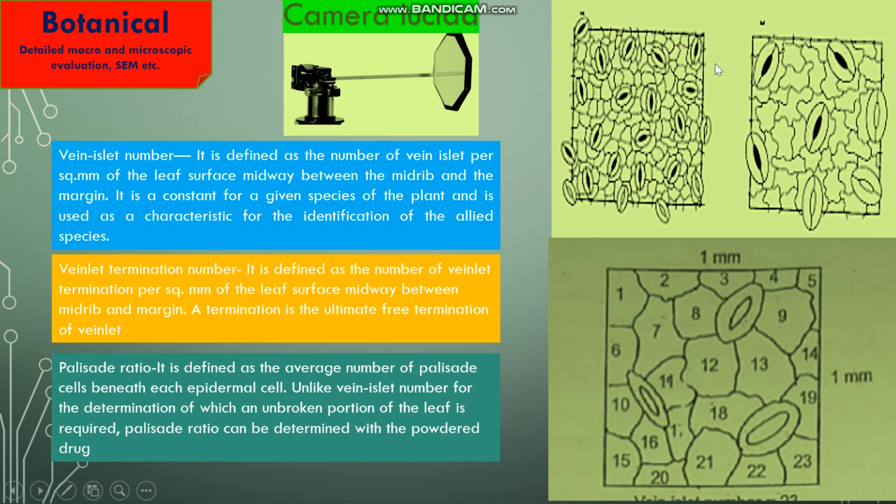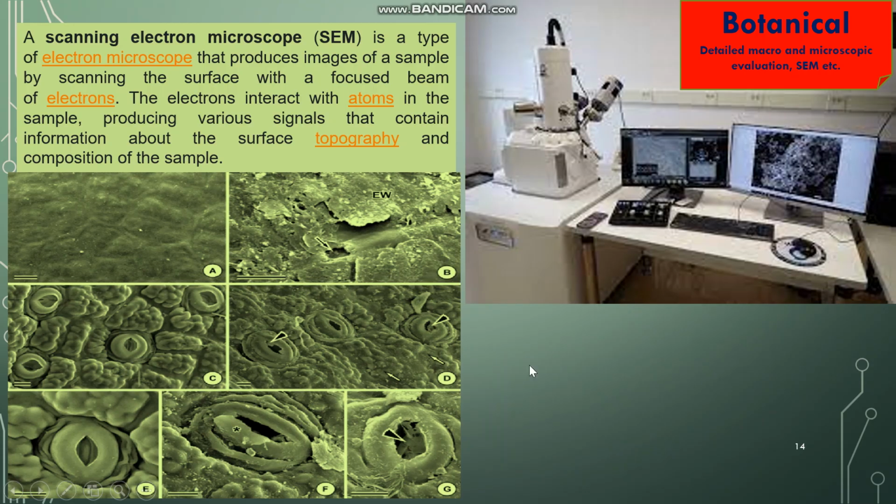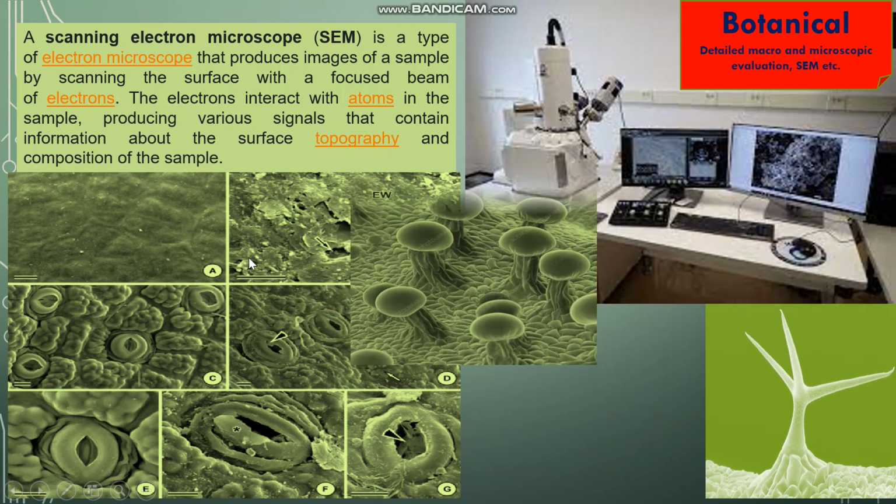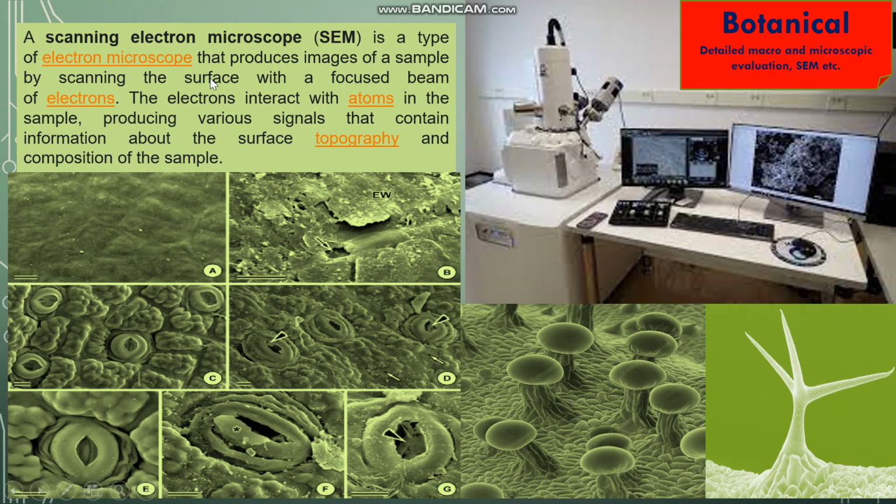So here is a diagrammatic representation also, where we are calculating the stomatal number, index, and of course the vein islet and termination number. Next, nowadays we are using electron microscopy, particularly the scanning electron microscope, known as the SEM, and TEM also, for the deeper or clearer identification of these plant tissues or the herbal drug or the crude drugs. So yes, these are a few images. As you can see, these are very precise and accurate images from the electron microscope that we use for the botanical evaluation of herbal drugs also.